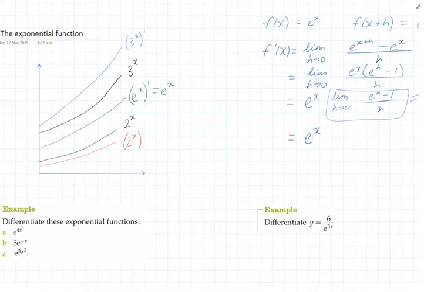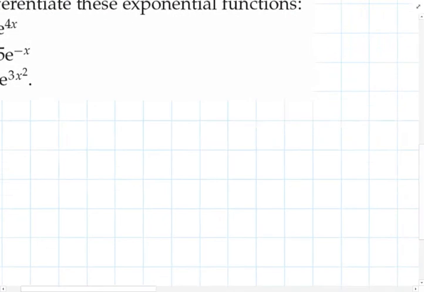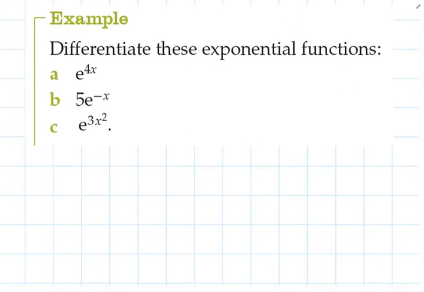Hi Year 13s, in the last video we looked at the proof of the exponential function. In this video we're going to look at some examples. And so it's asking us to differentiate these functions.